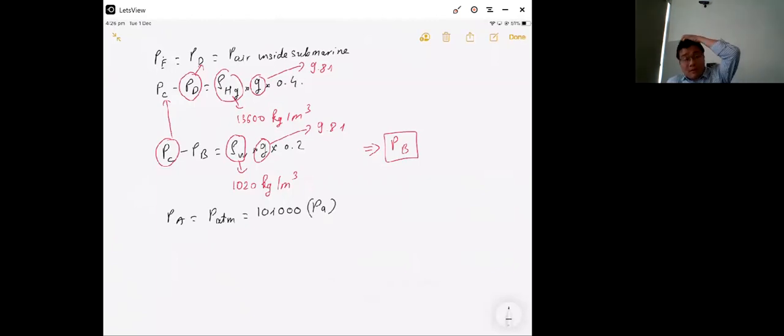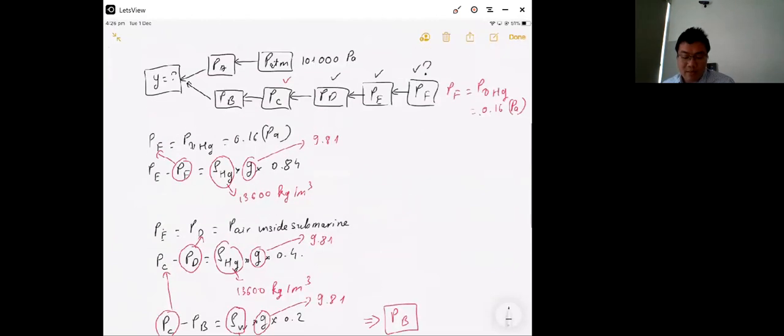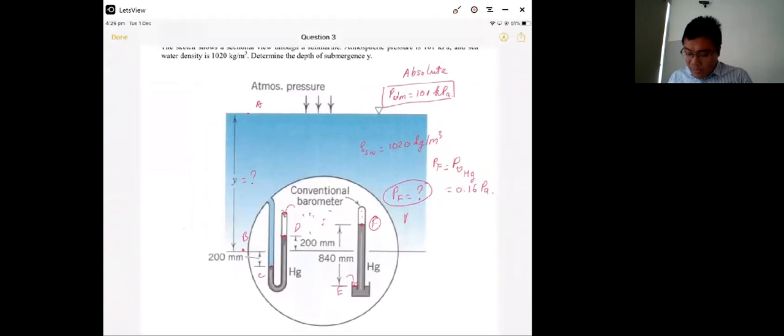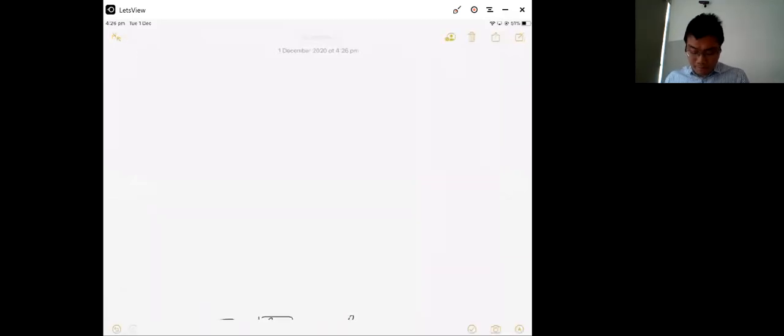Pascal is absolute pressure. We have to use absolute pressure because PF equals vapor pressure. This pressure is absolute pressure. All pressure you see in the table is absolute pressure, not gauge pressure. So for atmospheric pressure, we also have to use absolute pressure, not gauge pressure.